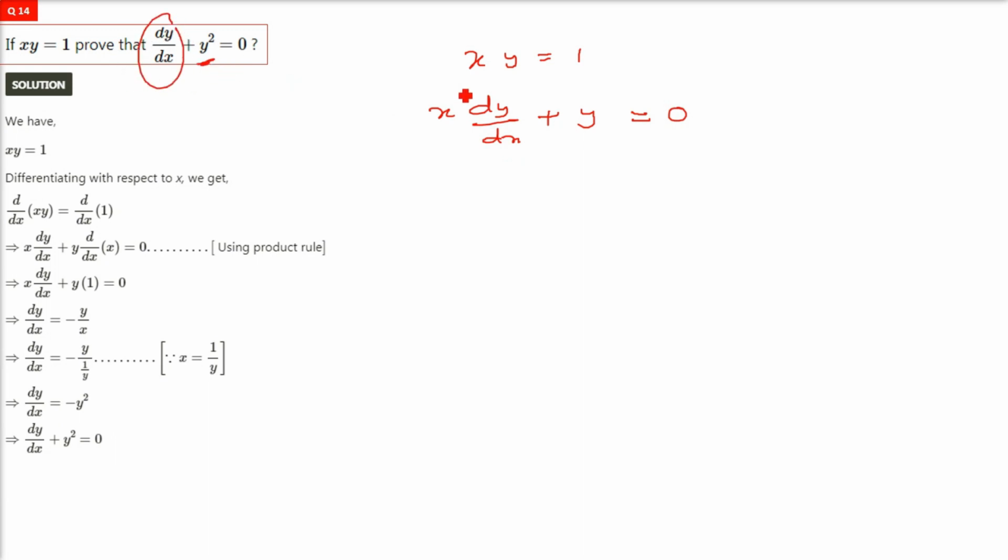Now dy by dx plus y square it is. So we have to eliminate x. How can we eliminate x? See, xy is equal to 1. So we can always write x is equal to 1 by y and y is equal to 1 by x. So this x we can replace it by 1 by y because we only need y.